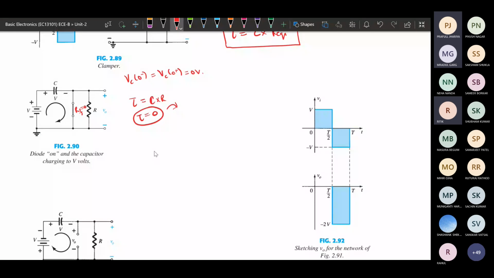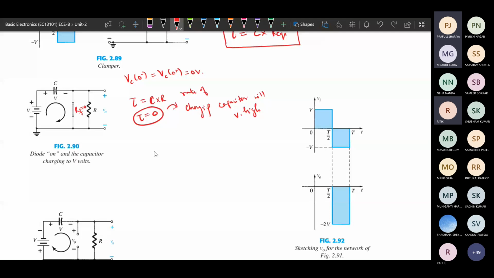That means the rate of charging of the capacitor will be very high. Initially the capacitor is having 0 voltage, so the voltage across it will be 0. But as the diode is on, the output of this circuit will be 0 if the diode is on. At the same time, the charging of this capacitor will be taking place at a very high rate. Charging will be very high if tau is 0.